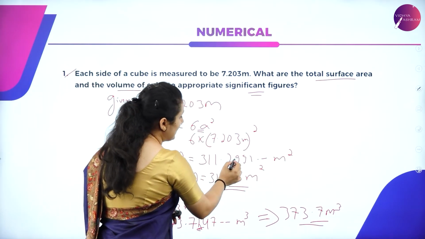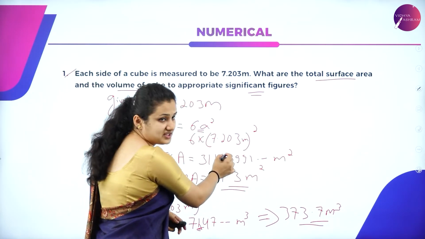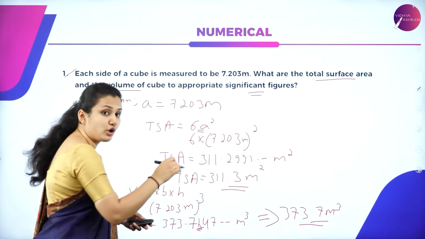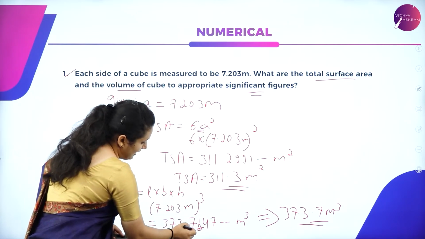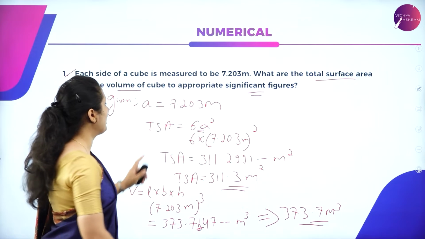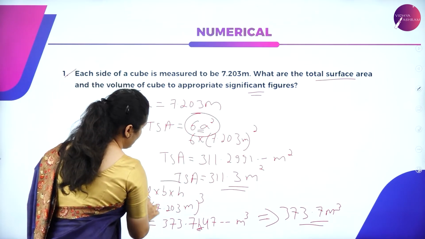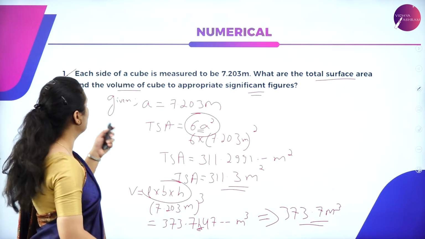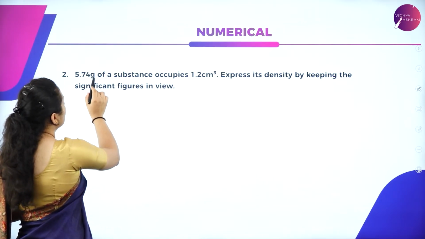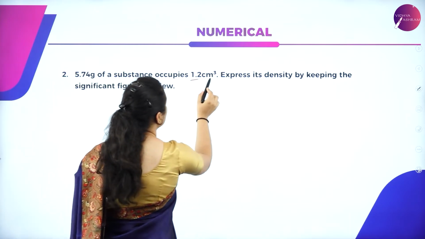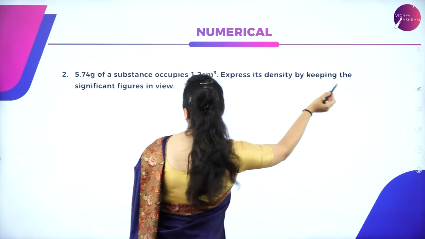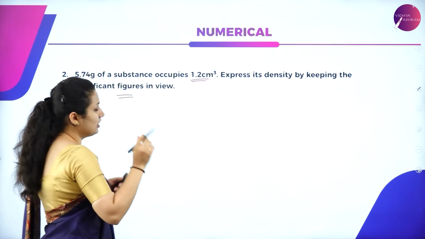This is how we find out significant figures, how we round up the value. When I have greater than 5, I will add +1 to the preceding term, and when it is not equal or closer to 5, I will drop that numerical value and write only the preceding term as it is. So this is how we calculate total surface area and volume of cube. So next I have numerical 2. 5.74 gram of substance occupies 1.2 centimeter cube. Express its density by keeping the significant figures in your view.